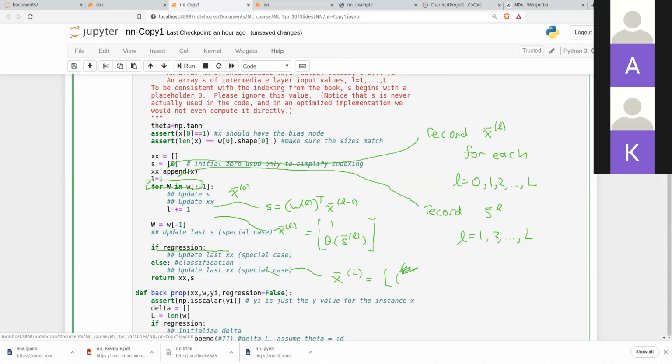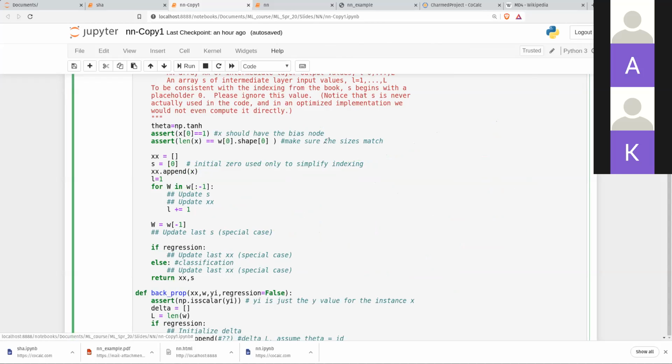So if you're doing regression, then you just put in sL, so the output is the same as the inputs. But if you're doing classification, then it's going to be theta of sL. Okay, so you do two cases there, and then you return. And that's the forward propagation algorithm, which is sort of like half of everything you need to know about neural networks. So any questions about that?